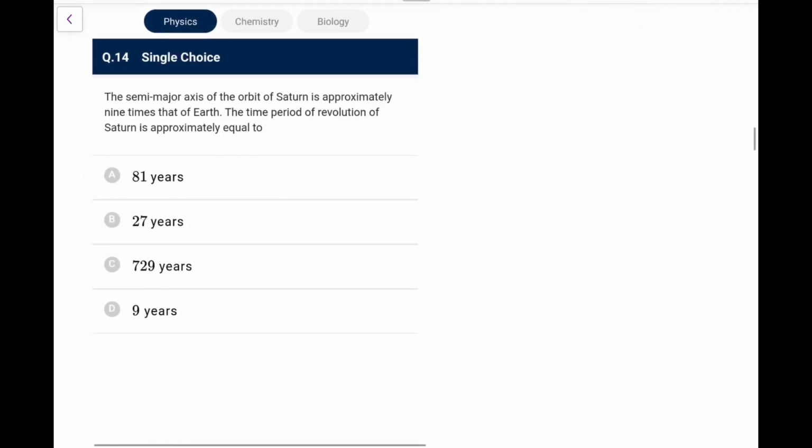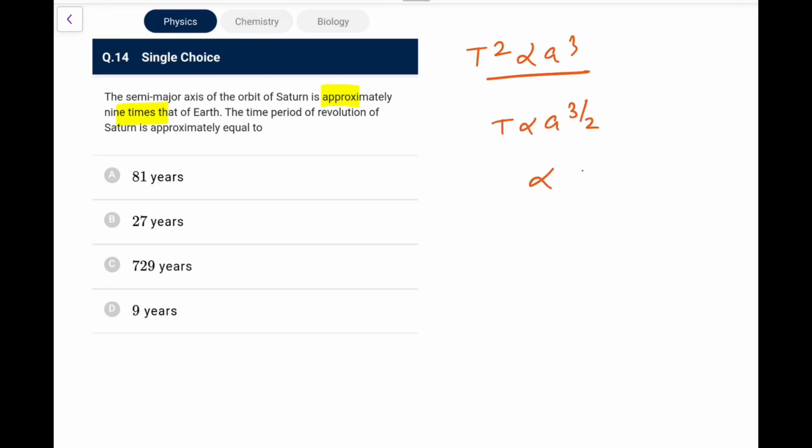Next. The semi-major axis of the orbit of Saturn is approximately 9 times that of the Earth. The time period, we know T square is proportional to A cube. So if it is 9 times, T is proportional to A to the power 3 by 2. That is 9 to the power 3 by 2. So 9 to the power 3 by 2 will give me 9 into 3, so it is 3 cube. That is 27 times. So 27 years. So its year would be 27 times the years of the Earth.